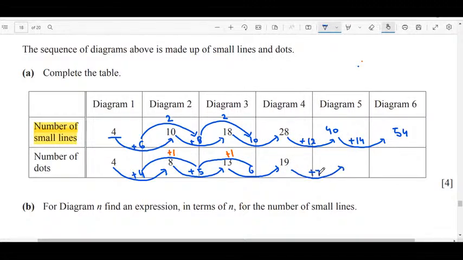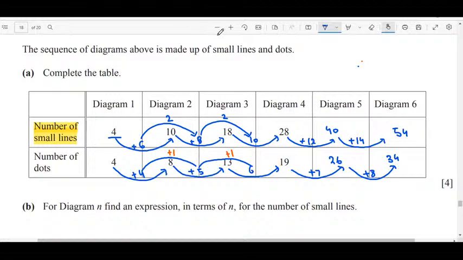So for finding out the next one, I am going to add plus 7. So 29 plus 7 would give me 36. And then I will add plus 8. So 36 plus 8 would give me 44. That is how I am going to fill in the table.